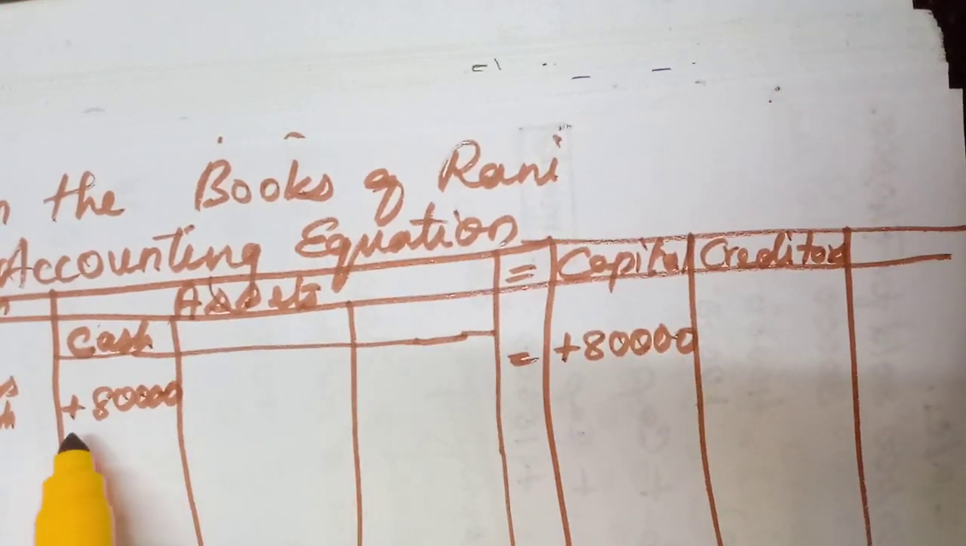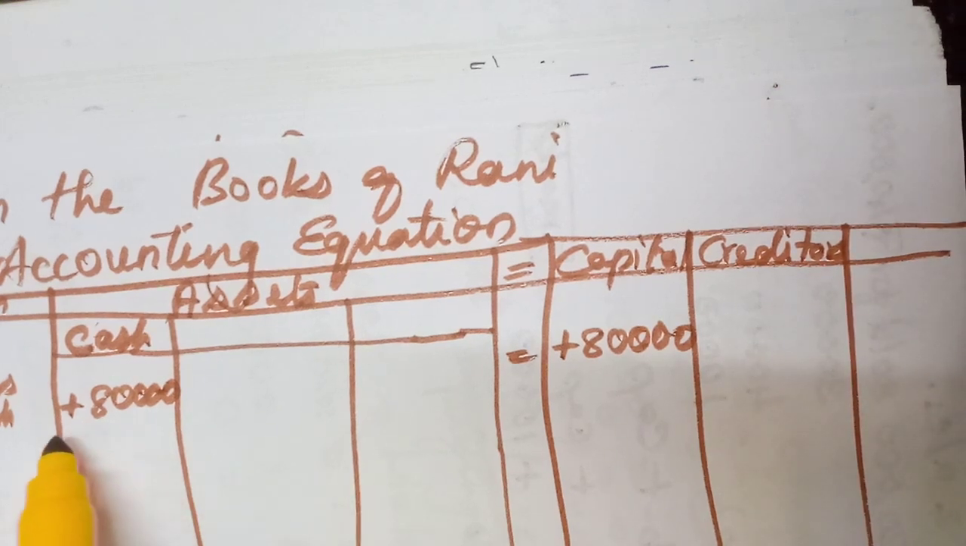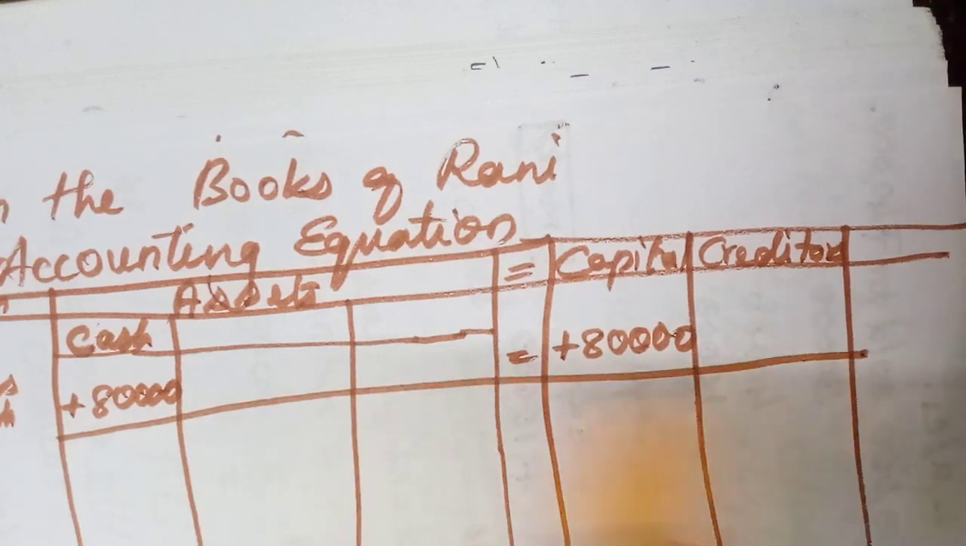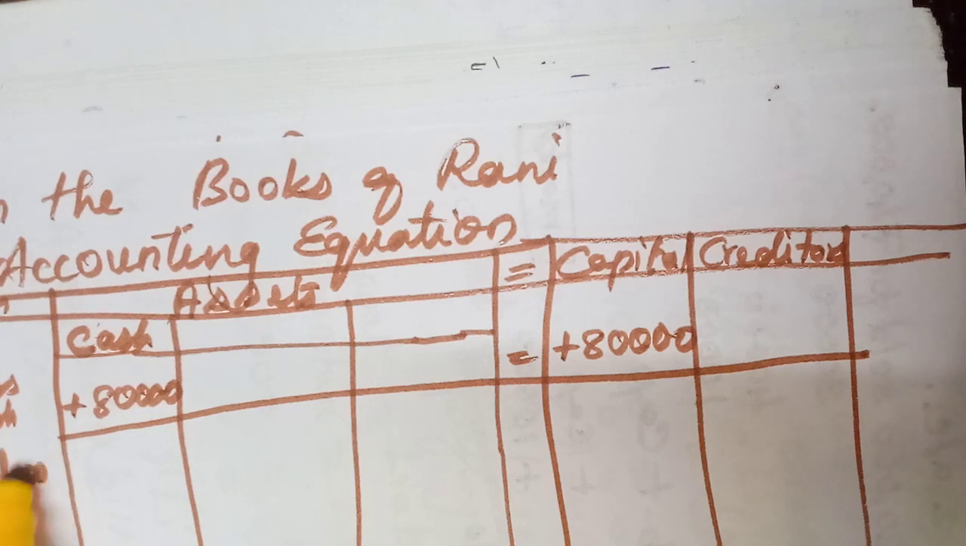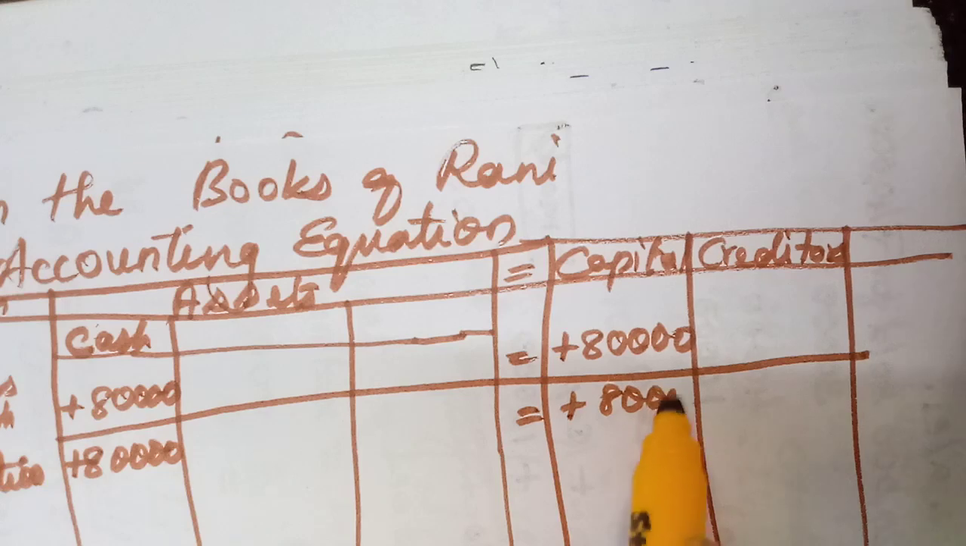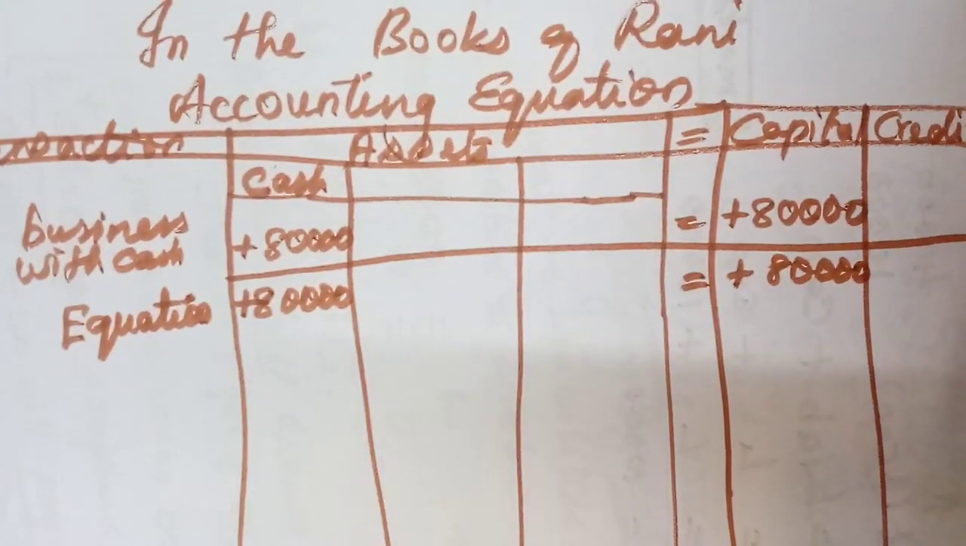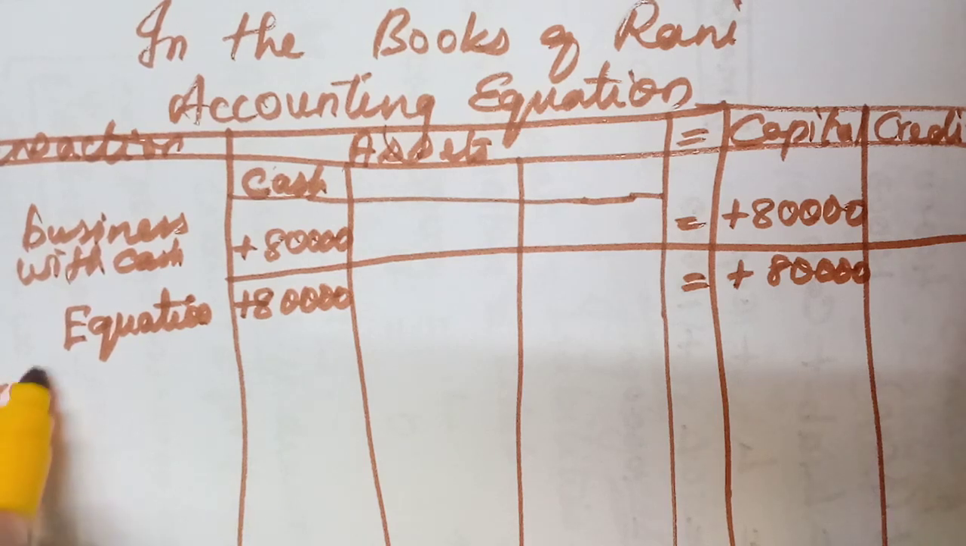Then you have to draw the line. Draw the line and you should write the equation. Then again write the amount 80,000 plus, equal to plus 80,000. Now you have to write the second transaction. What is the second transaction? Question: goods bought on credit from Ramesh. That you can write as credit purchase.